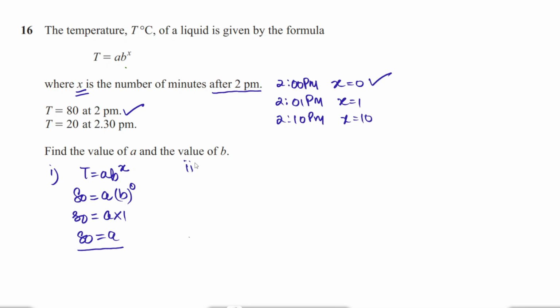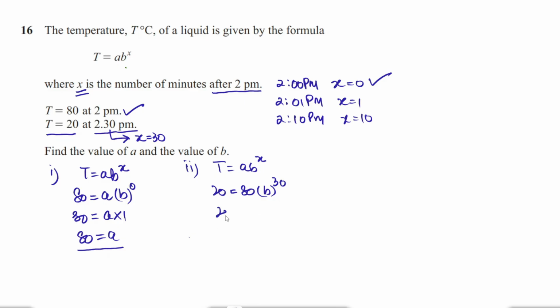Okay, so whenever you see these kinds of questions, if you do not understand, just start solving. Gradually in the process, you will find some way to solve the question. So in the second problem, we write the formula first. A B power X. T is 20. A we have found here as 80 and B we have to find in this case. And what is the time? T is 20 at 2:30 p.m. It means 30 minutes have passed after 2. It means X equal to 30 has to be taken here.